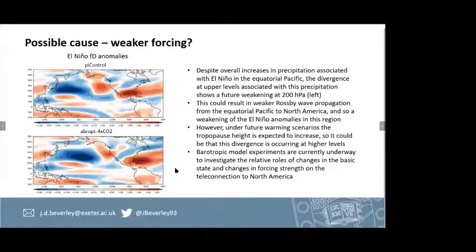For example, using the control forcing on the abrupt 4 times CO2 basic state. And hopefully by using different forcings and basic states from individual CMIP6 models in this way, this may also give some insight into the causes of the diversity in the teleconnection response among the CMIP6 models, particularly the abrupt 4 times CO2 simulations, which tend to have a larger spread than in the control.